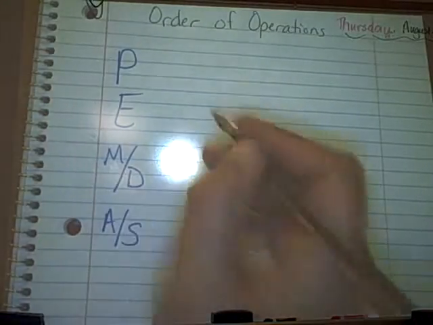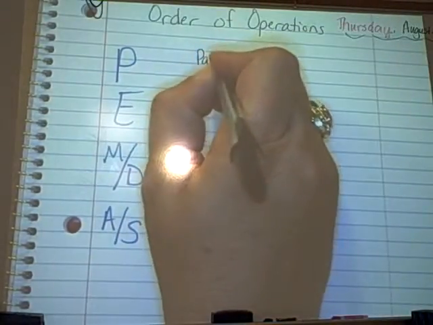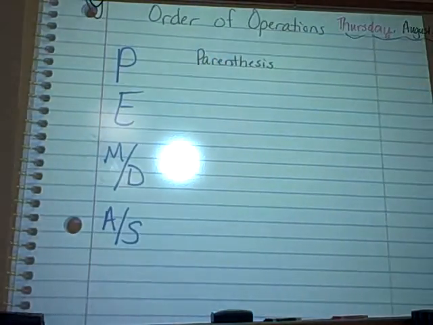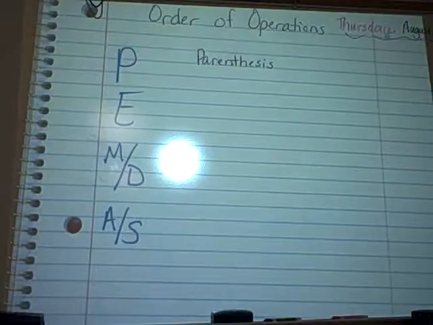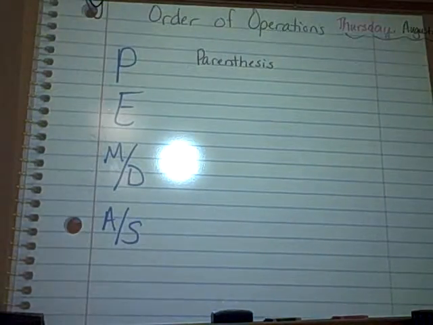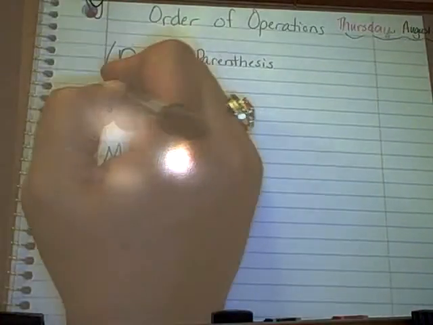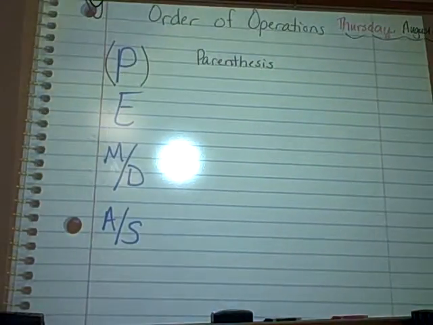So P stands for parentheses, and I'll spell it because it's spelled kind of weird. Parenthesis is how it's spelled. I always thought it was weird that it was pronounced parentheses. So I'm going to put parentheses around the P. That just helps me remember that's what P stands for.